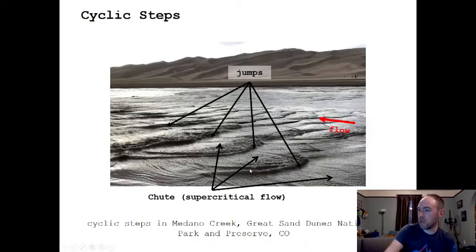So these are cyclic steps where you can see these are chutes and jumps, right? So each of these is where this is the breaking wave, are the jumps here, right? The flow is moving in this case from right to left. This is Great Sand Dunes National Park here.